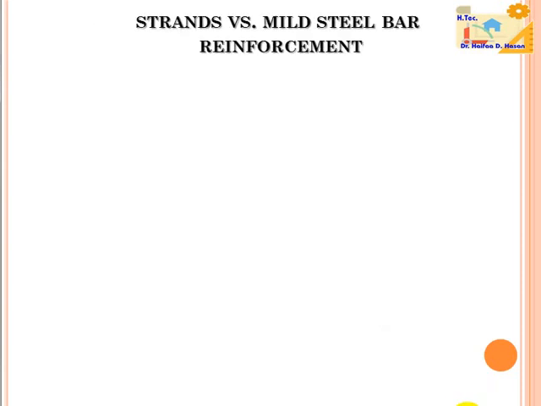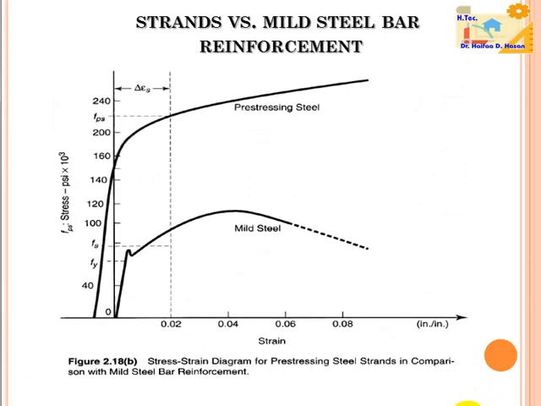Strand versus mild steel bar reinforcement. Here we can see the stress strain diagram for prestressing steel and mild steel. In the prestressing steel the diagram begins not from zero but with a value referring to the camber of the prestressing steel, and mild steel begins from the zero point.